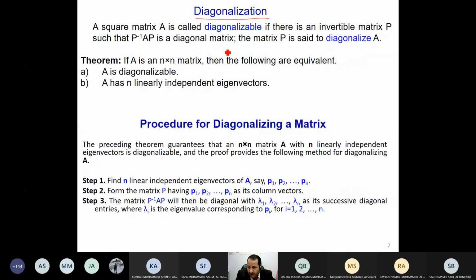Diagonalization. Let me read the definition, explain it, and then we go through an example to clarify it. A square matrix A is called diagonalizable if there is an invertible matrix P such that P inverse A P is a diagonal matrix. The matrix P is said to diagonalize A. Let me explain this through an example.